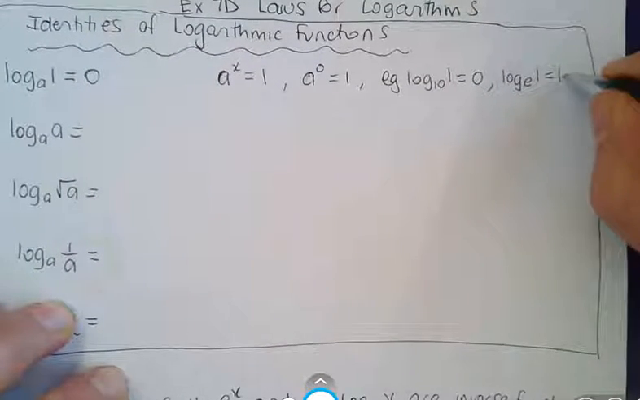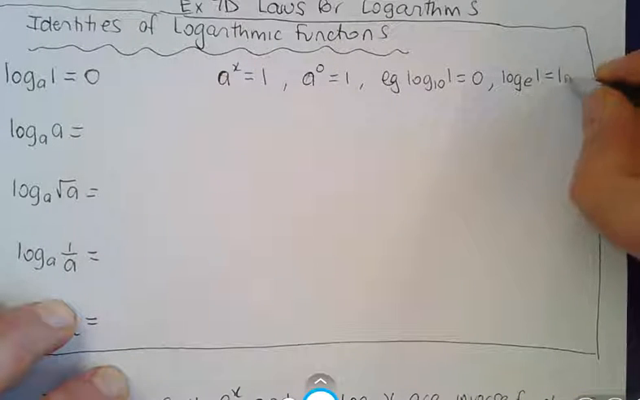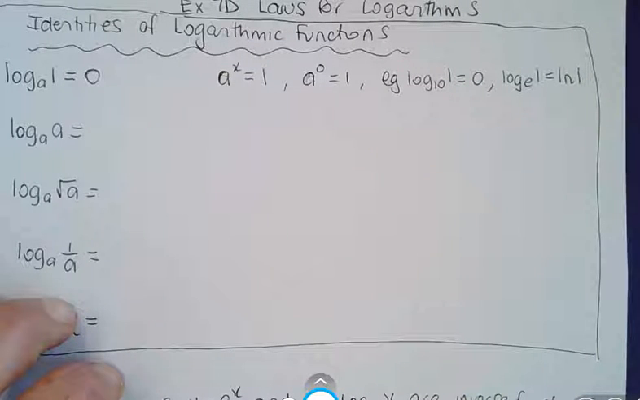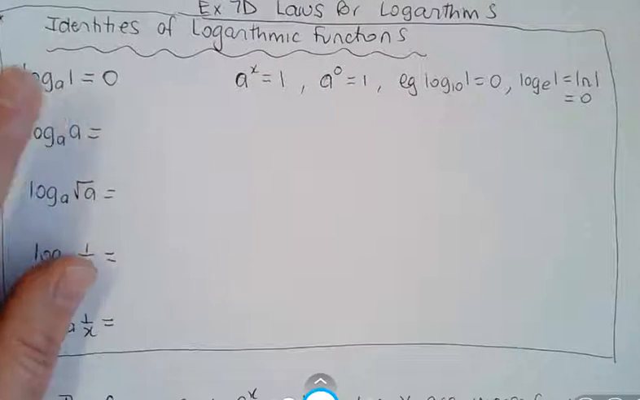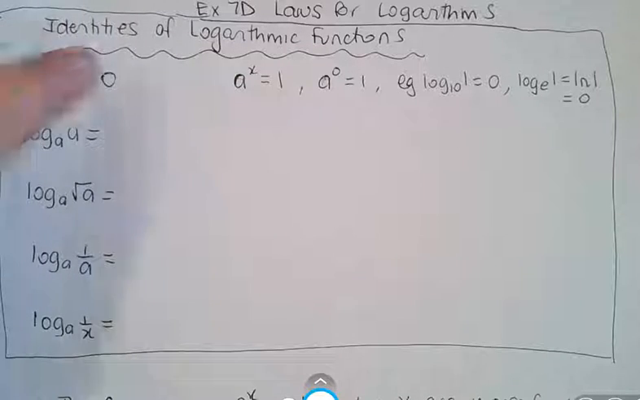On your calculator, so that people don't get confused, log to the base 10 is the log button, and log to the base e is the ln button. So if you go to your calculator and press ln 1, what do you get? 0. Okay? So it doesn't matter what the base is. Log to the base 10 of 1, ln 1, log to the base e of 1, log to the base 7 of 1, log to the base anything of 1 is 0.